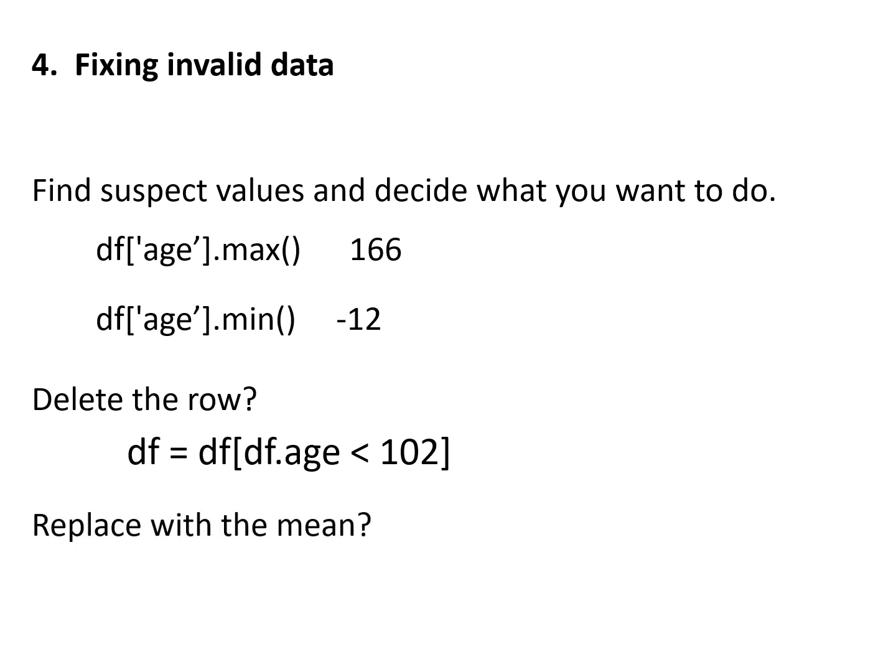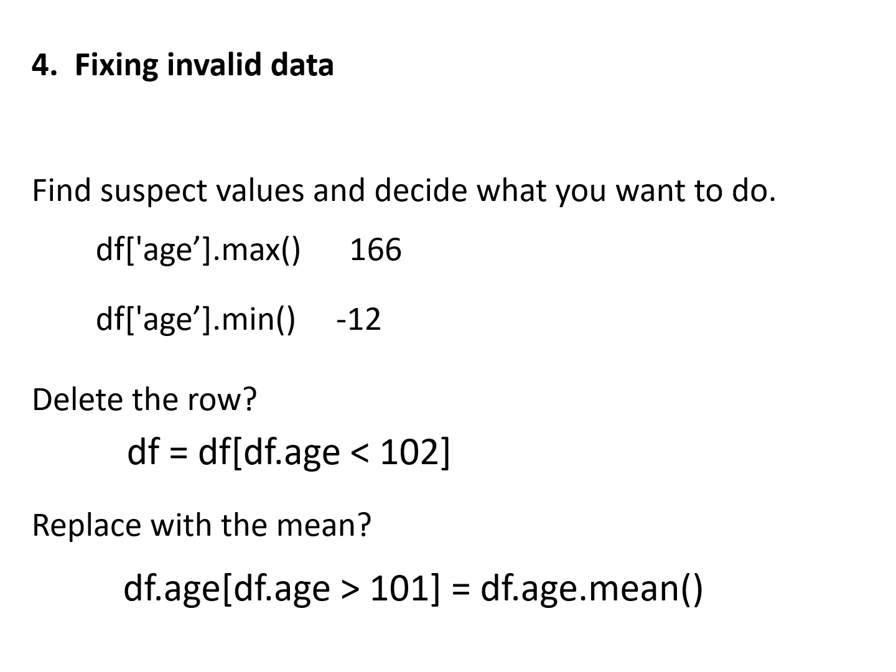Or we could replace with the mean. How would we do that? We would use this. So on the right side of the equal sign, we're finding the mean of the age column. And on the left side, we're saying, okay, this is what's going to get replaced by the mean that's on the right. It's going to be any values in the age column that happen to be greater than 101. If they're greater than 101, that's the condition, then they get replaced by the mean.